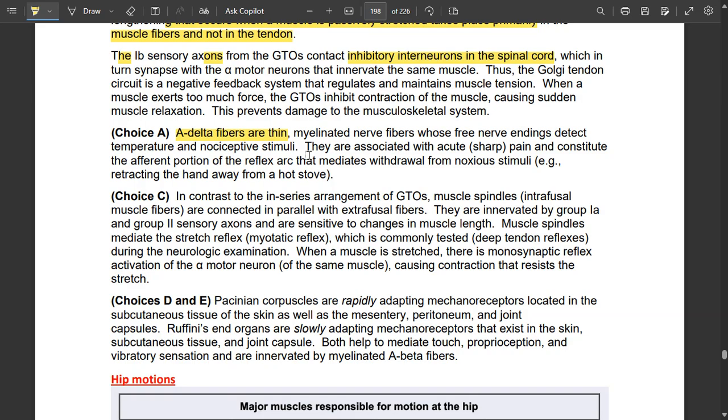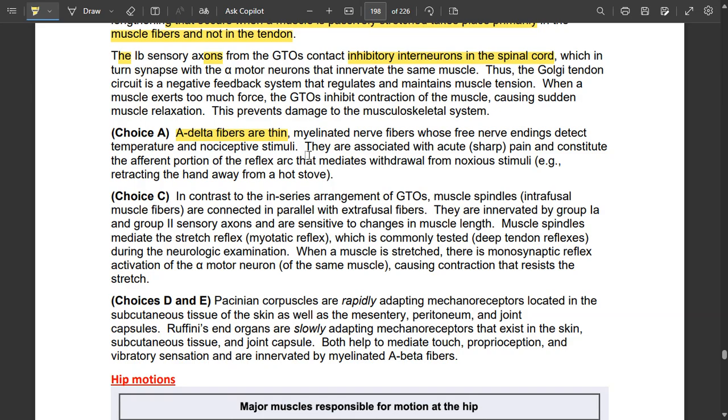These are thin but fast myelinated nerve fibers whose free nerve endings detect temperature and nociceptive stimuli. They are associated with sharp pain and constitute the afferent portion of the reflex withdrawal from noxious stimuli, that is, pulling the hand away from a hot stove. So if there is pain or temperature sensation that can damage the body, the hand is reflexively withdrawn.